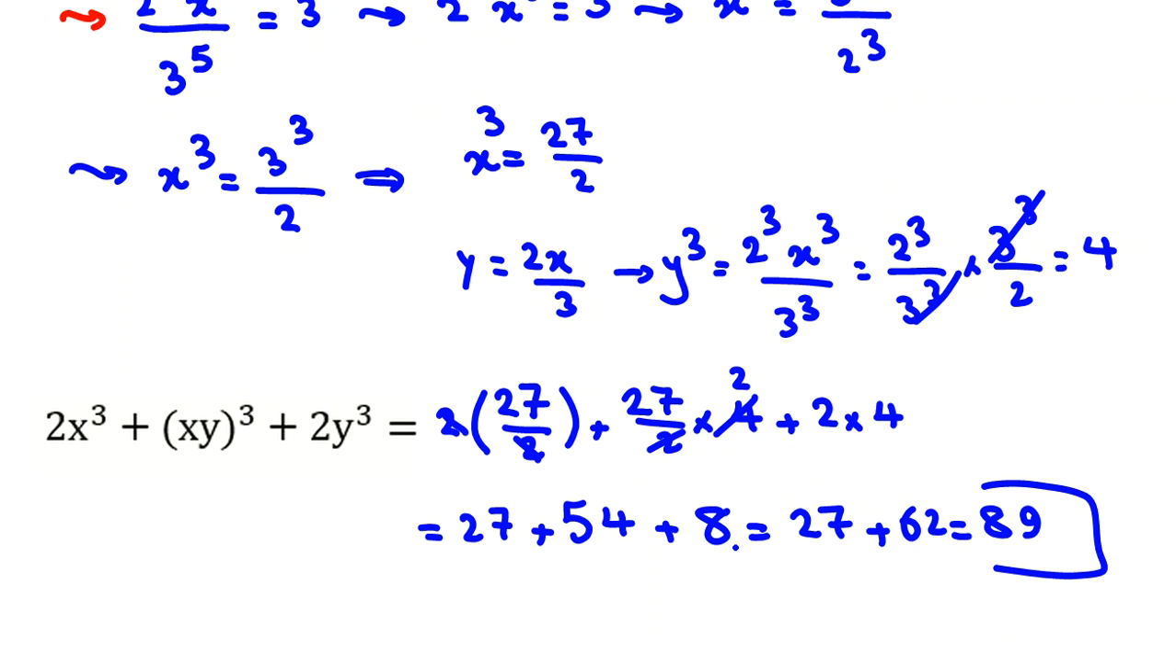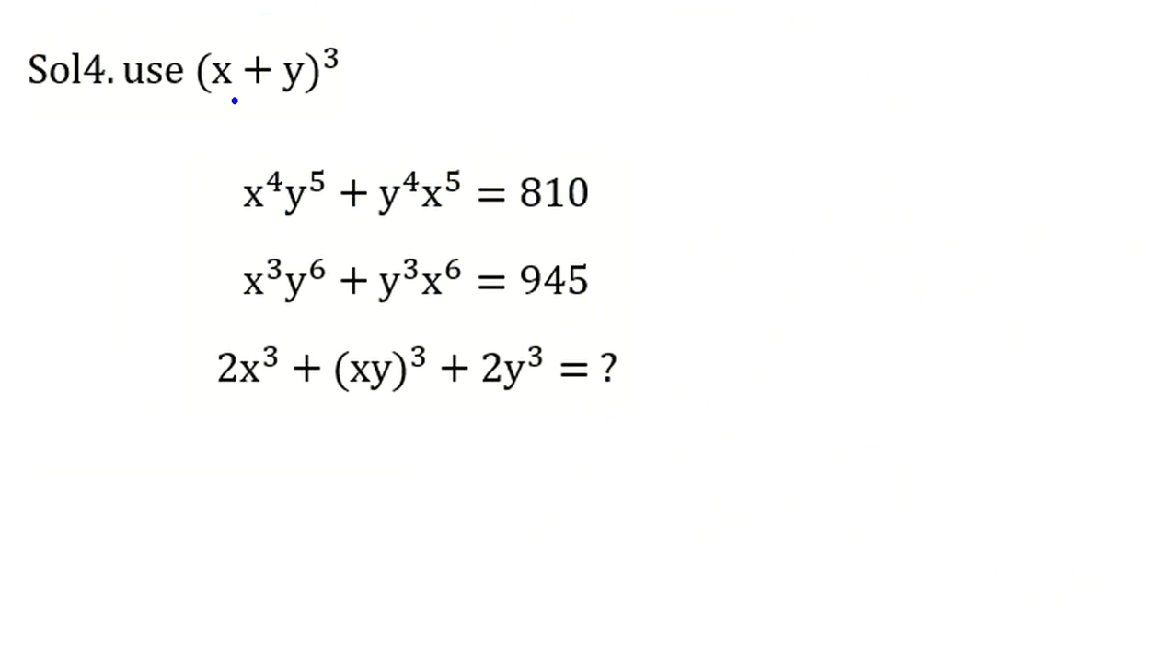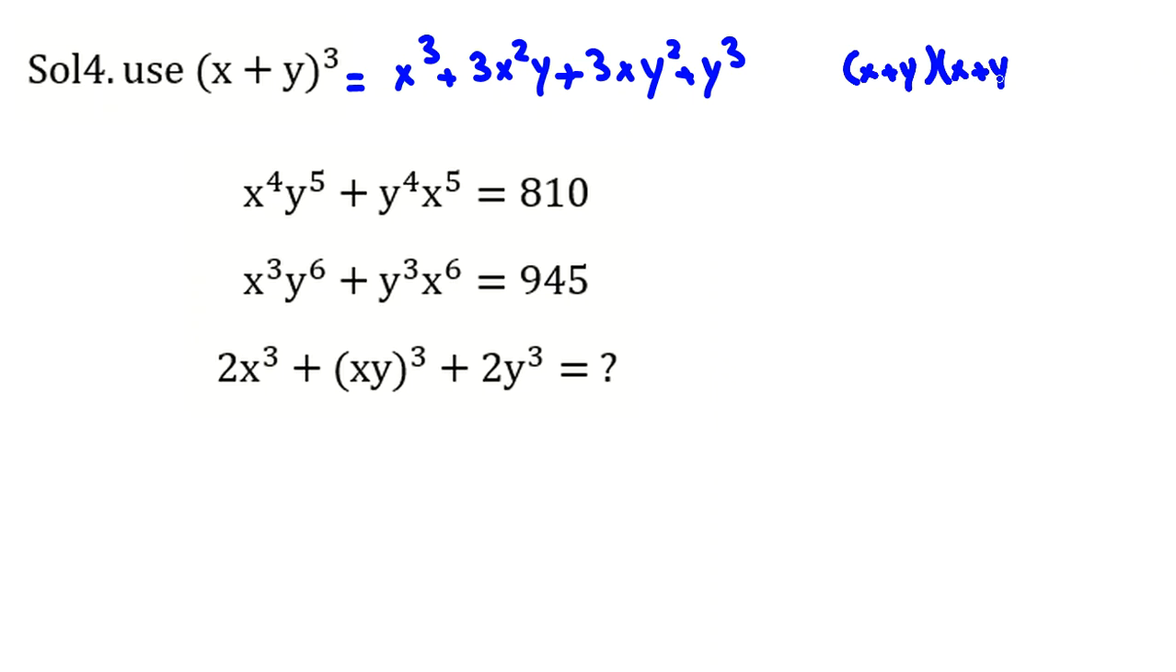So let's jump into the last solution, solution number 4. Okay, fourth solution, we want to use this. I told you in the beginning of the video, it is x cubed plus 3x squared y plus 3xy squared plus y cubed. You should memorize this. And if you want to prove it, you should multiply x plus y by itself 3 times, and you will reach exactly this. Also, there is another way, the binomial theorem, for general x plus y to the power of n.